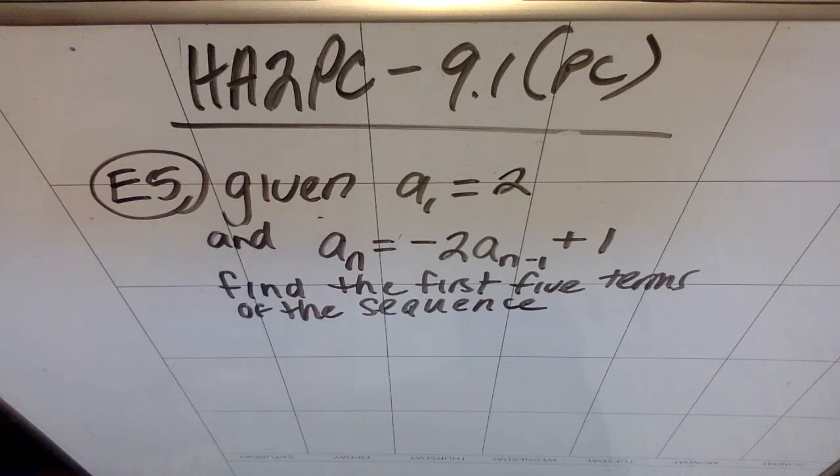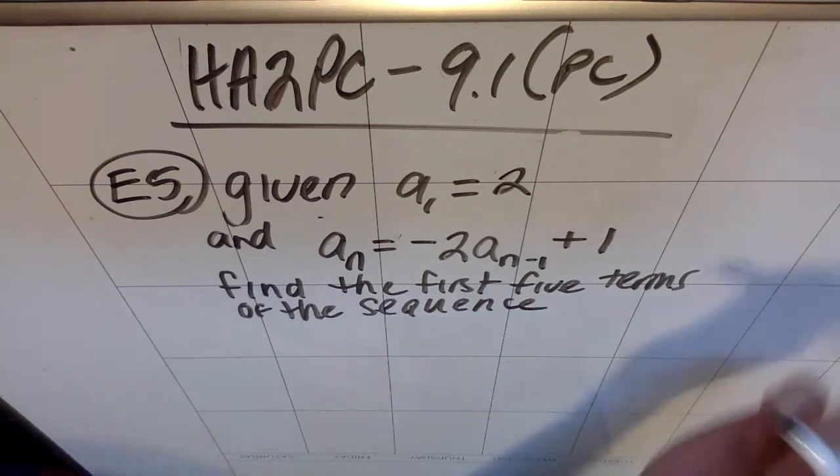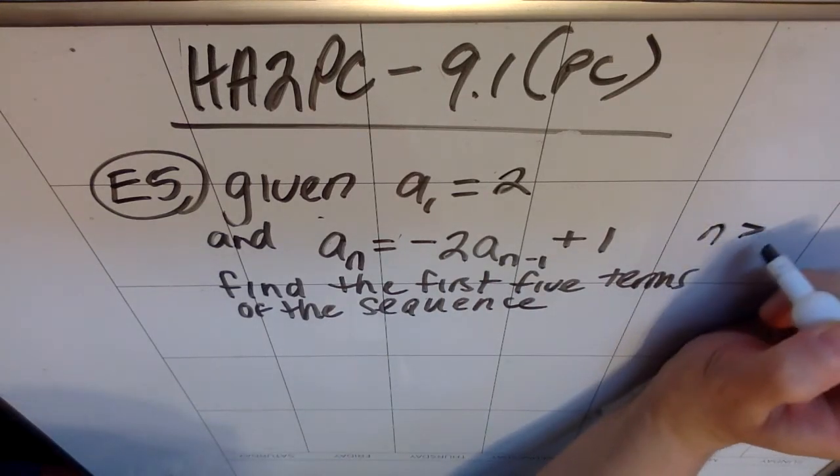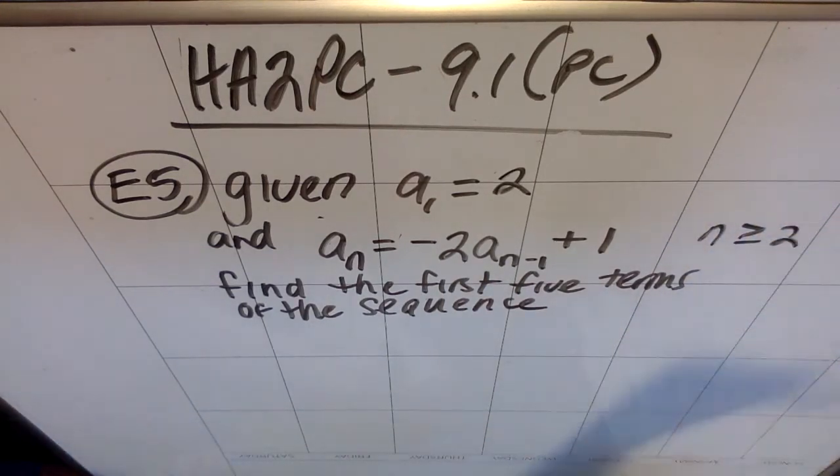This is Honors Algebra 2 Pre-Calculus. We're doing section 9.1 in Pre-Calc, which is sequences and series. So for example 5, we're given a recursive formula. We're given that a sub 1 equals 2, and that a sub n, for n values greater than or equal to 2, is negative 2 times a sub n minus 1, meaning the term before a sub n, all plus a 1. So we're going to find the first 5 terms of the sequence.